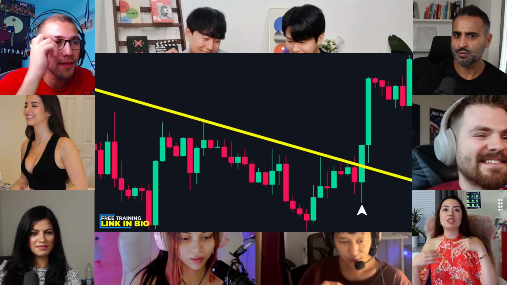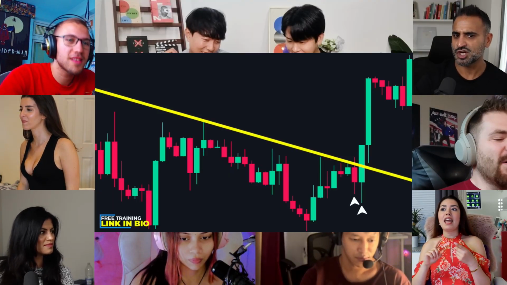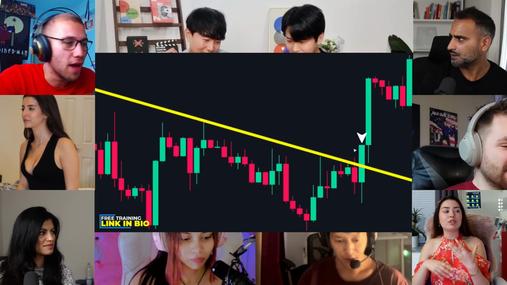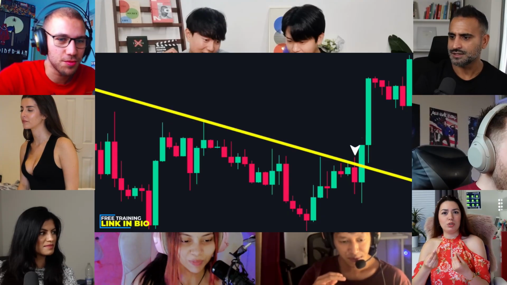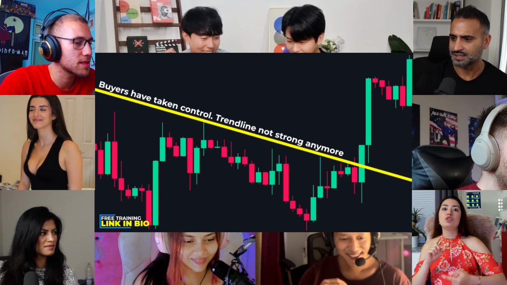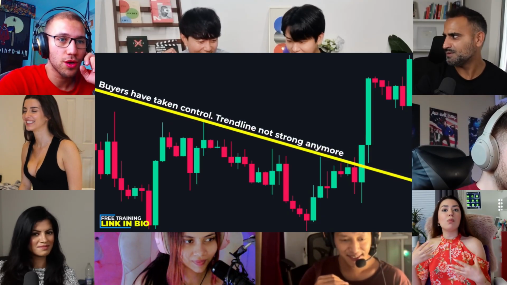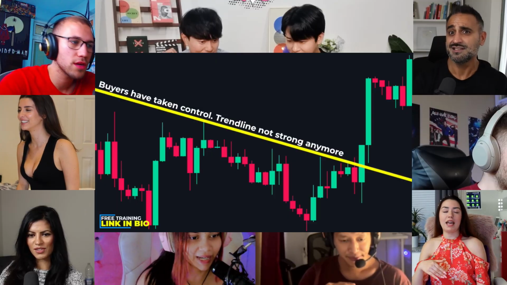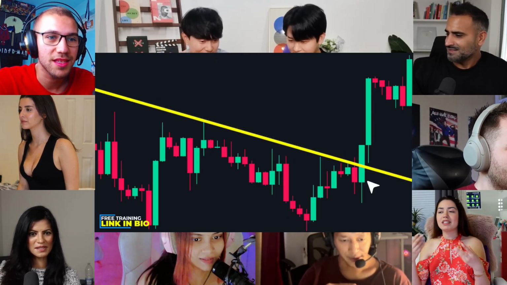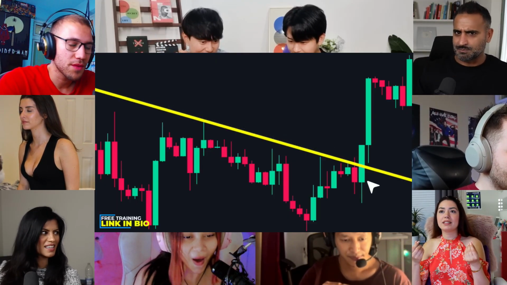The low of the green candle is lower than the red candle. The high is higher than the red candle. Again, a very strong indication that the buyers have taken control and the trend line is not strong anymore. A buy trade could be initiated here as well.